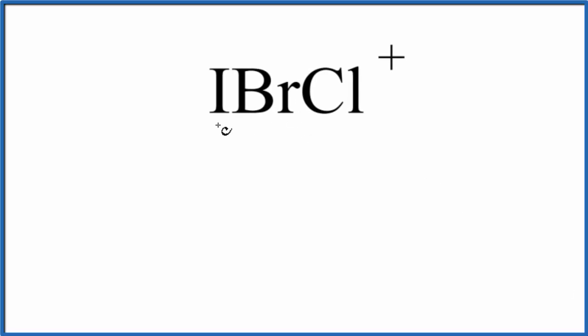In this video, we'll write the Lewis structure for IBrCl+. So the first thing we do when we write Lewis structures, we count the valence electrons up. Each one of these atoms here is in group 17, sometimes called 7A, the halogens. They have 7 valence electrons. So we have 7 for each one of these.